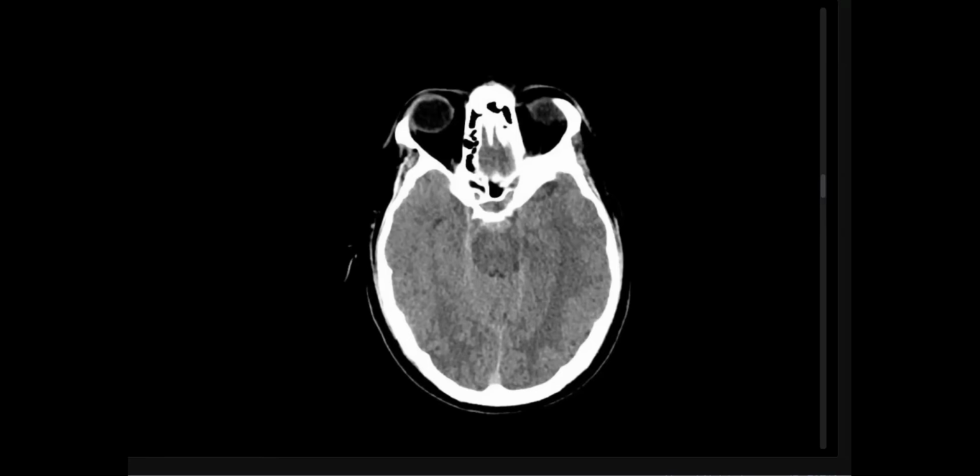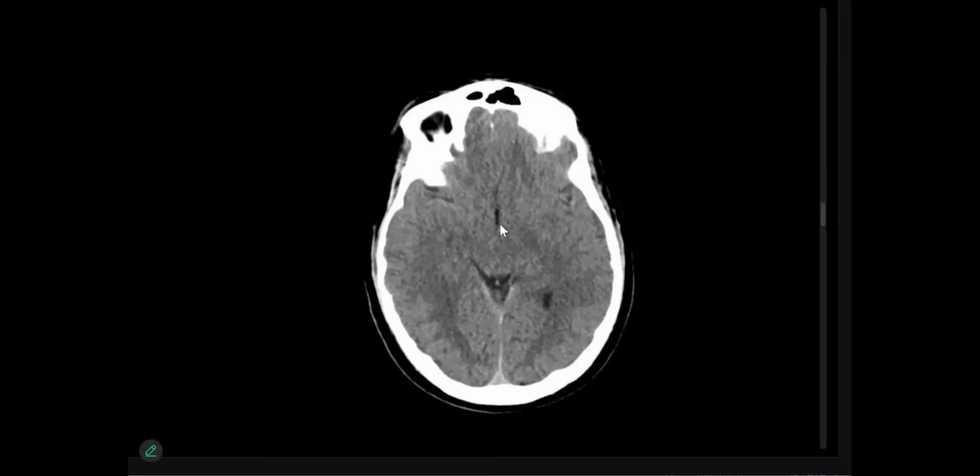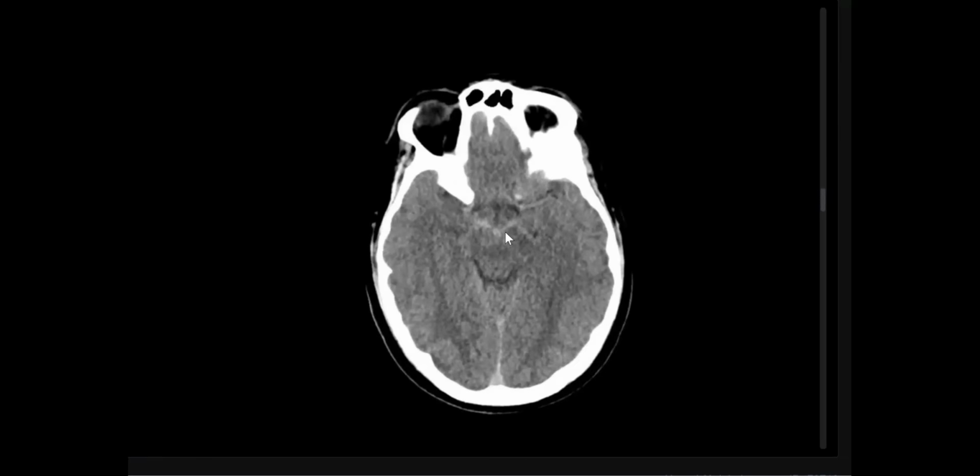In this area, my friend, you see hyperdensity and effacement of the cistern. We have three cisterns here: the interpeduncular, the ambient, and the quadrigeminal. All this region is considered perimesencephalic. Perimesencephalic hemorrhage is a type of subarachnoid hemorrhage. If it is limited to this area, it's okay.